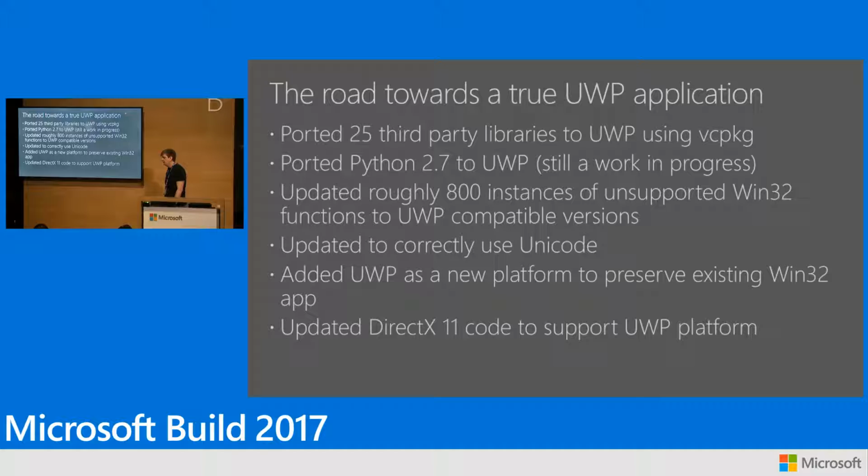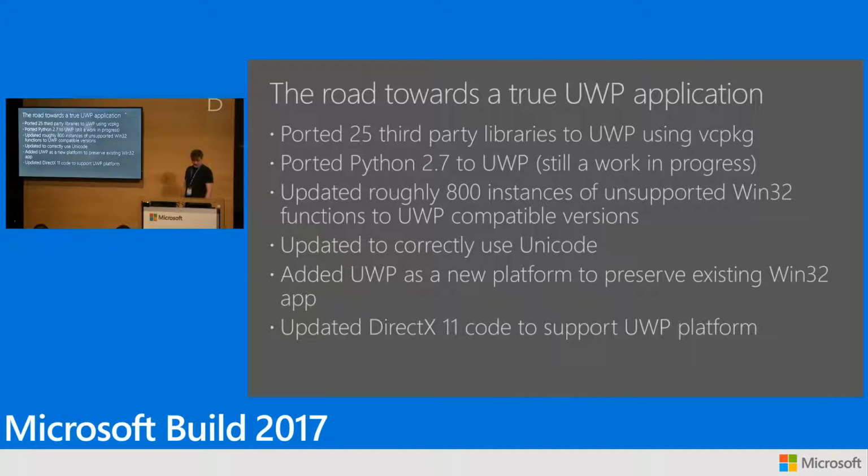Most of our add-ons are written in Python, so we had to port Python 2.7 to run in UVP. Currently it works, but it's a bit buggy, and it's early days. We had roughly 800 instances of Win32 API calls that are removed or no longer supported, so we had to stub those out for now or replace them with the new supported versions. So there's a fair bit of work going on there.